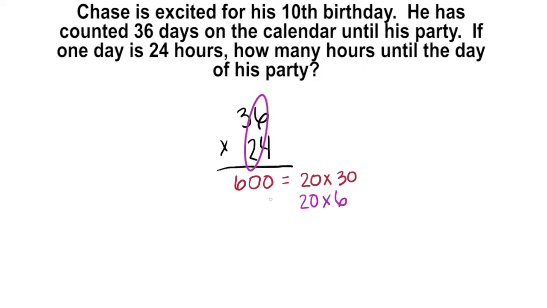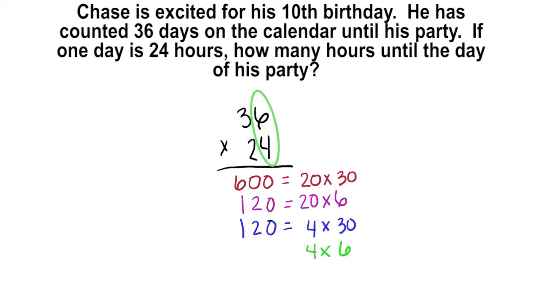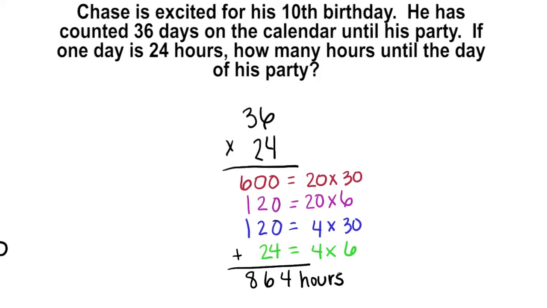Next, we will multiply 20 times 6 for another partial product of 120. Now multiply 4 times 30 for a product of 120. Multiply 4 times 6 for a partial product of 24. Finally, we will add up all of our partial products for a total sum of 864. Chase has 864 hours until his party.